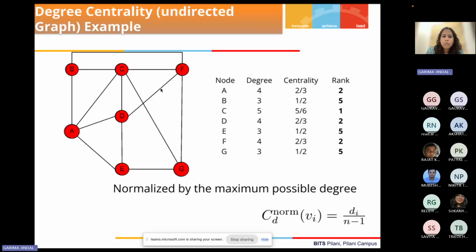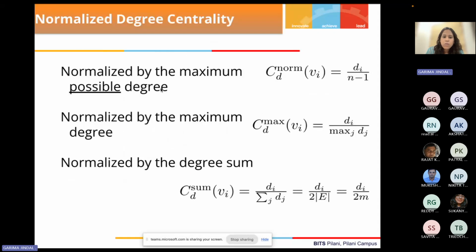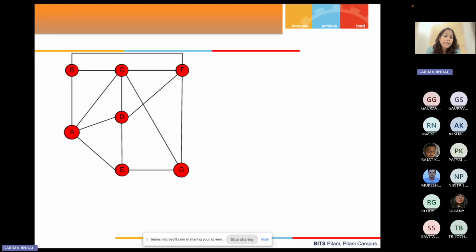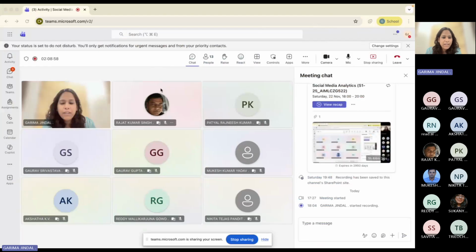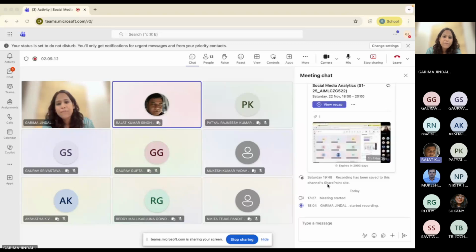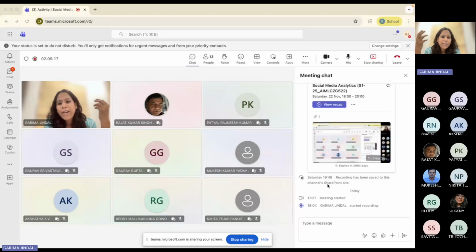Now this was the degree centrality. What is the application of degree centrality? When do you want to rank nodes based on degree centrality? Can anyone give me an example? To find out, say, in a social network, who is the most influential or important person? Right. In the network, if I want to identify the most popular person or the celebrity.